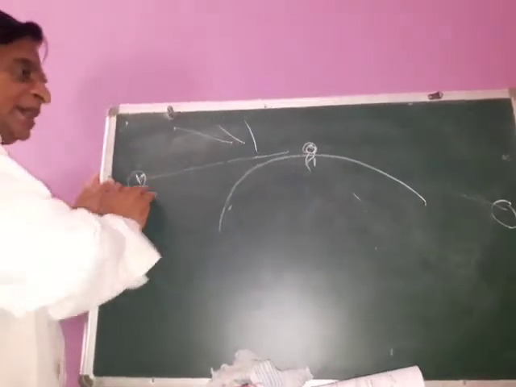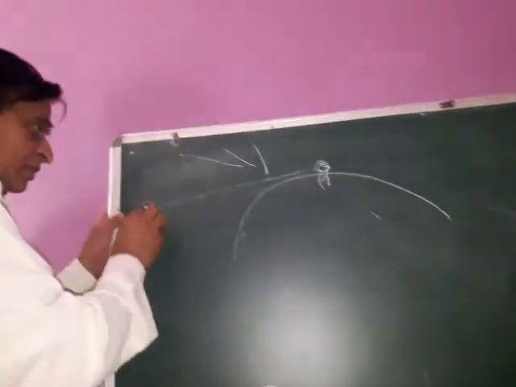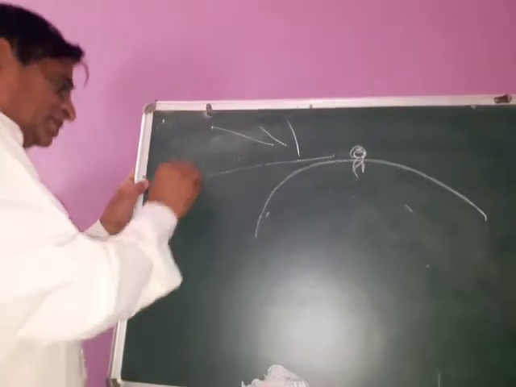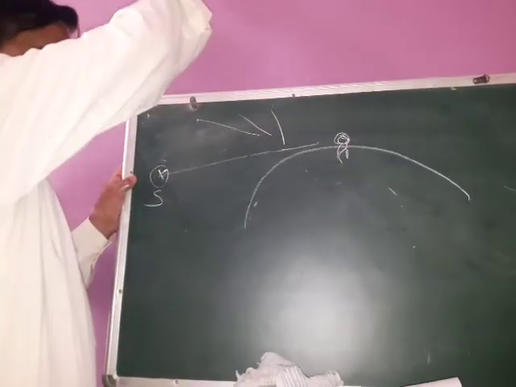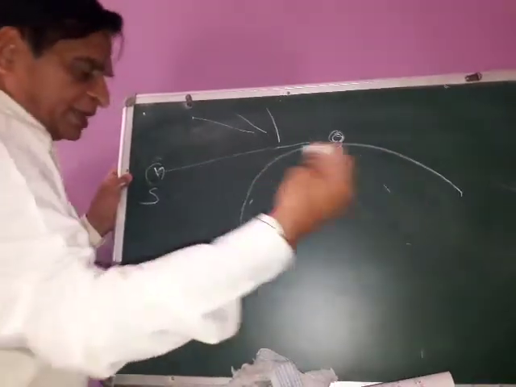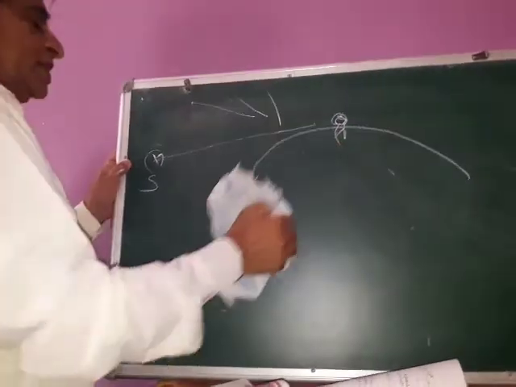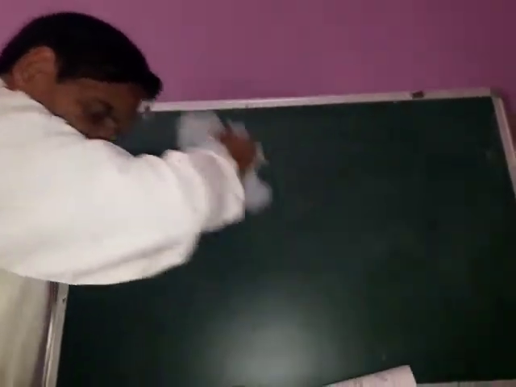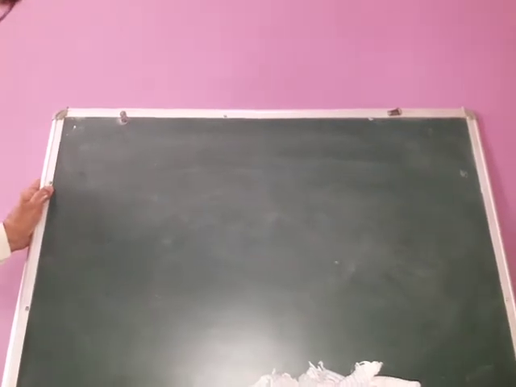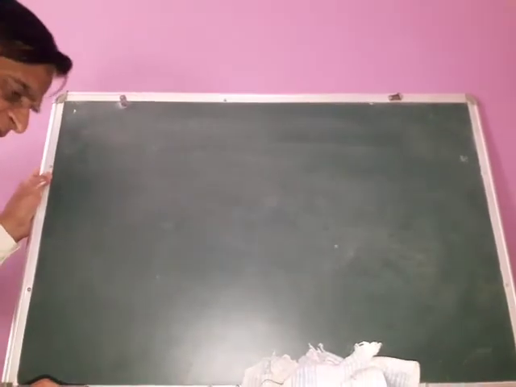So in the evening and in the morning, when sun rays have to travel a longer distance, blue light is scattered in the sky, and we receive only the higher end of the spectrum, that is red light or orange light. So this is the reason for having red or orange light in the morning and evening.